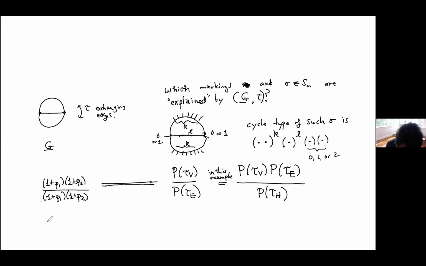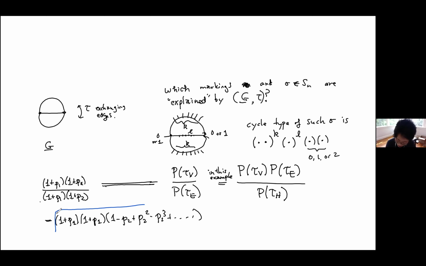So you can kind of, I don't know if you can see this, so let me just write it out for you. It's 1 plus P1 squared times 1 minus P2 plus P2 squared minus P2 cubed, and so on. Now just try to square, at least intuitively, this expression with this one.